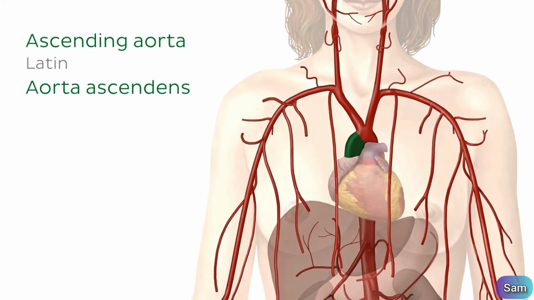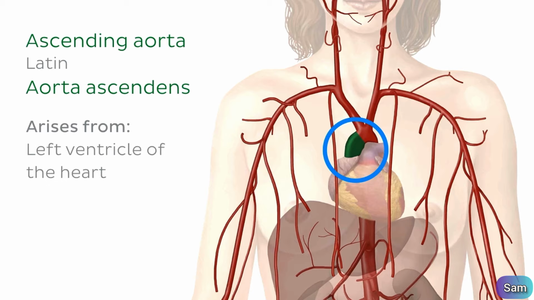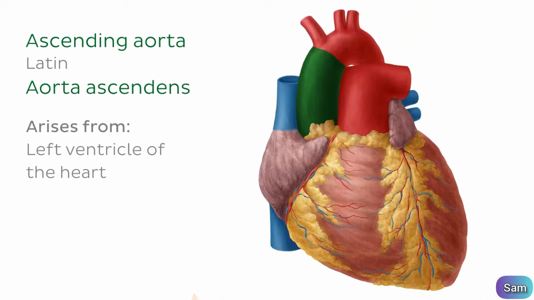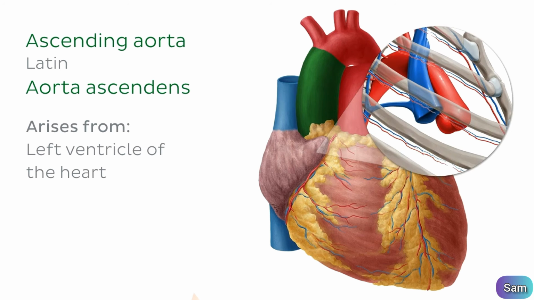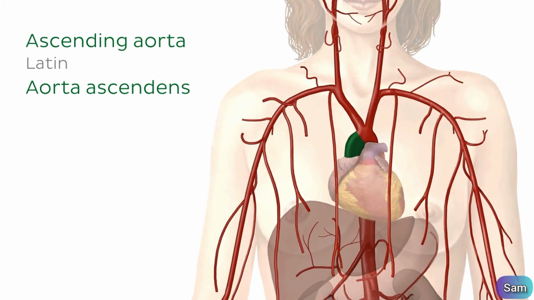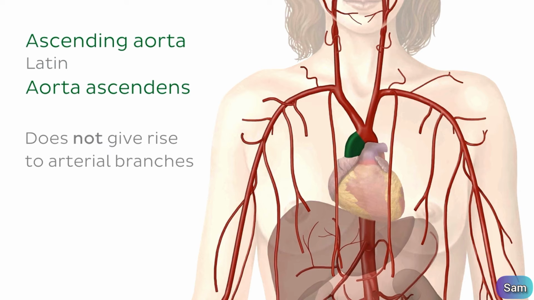Here in green, we're looking specifically at the ascending part of the aorta. As you can see, this is a relatively short portion of the aorta, which arises just after the aortic root from the left ventricle of the heart. Near the heart, there's a dilated portion of the ascending aorta known as the aortic bulb, which we can see better in this image here where the heart has been removed. An important thing to note here about the ascending aorta is that it's the only part of the aorta that does not give rise to arterial branches, and you can see this very clearly in our model on the right.